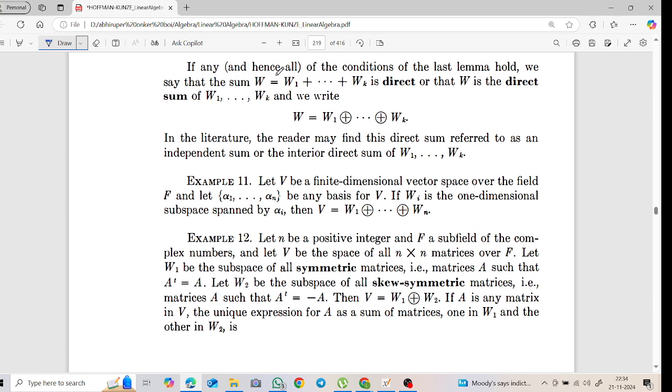If any and hence all of the conditions of the last lemma hold, we say that the sum W1 to Wk is direct, or W is the direct sum of these, denoted by this. This is the notation of direct sum. Okay. In the literature, the reader may find this direct sum referred to as an independent sum or the interior direct sum of W1 to Wk.